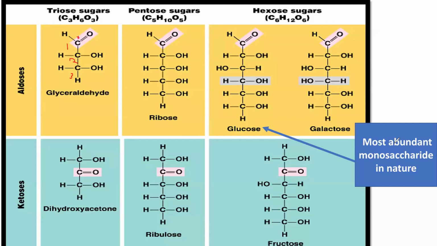It has the highest percentage among all the sugars we have. And then we also have galactose. So, ladies and gentlemen, if you are asked to give examples of sugars that have the aldehyde functional group, we have 4 here. We have glyceraldehyde, we have ribose, we have glucose, and we have galactose. All of them have the aldehyde functional group. Then in the case of ketoses, we have dihydroxyacetone, we have ribulose, and we have fructose.